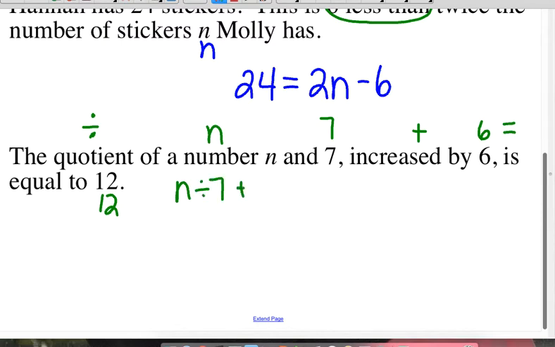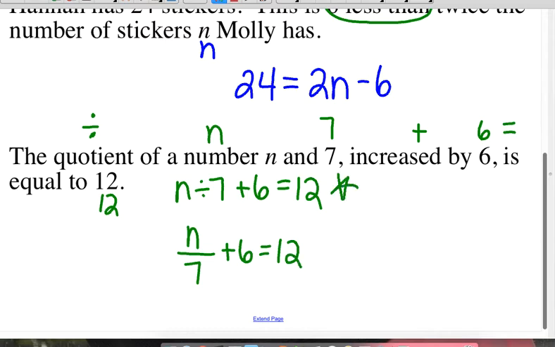plus 6 is equal to 12. Another way you might want to write n divided by 7 is like this. That means n divided by 7. Add 6 equals 12. Both of those would be correct. I would allow either of those answers. That is right.